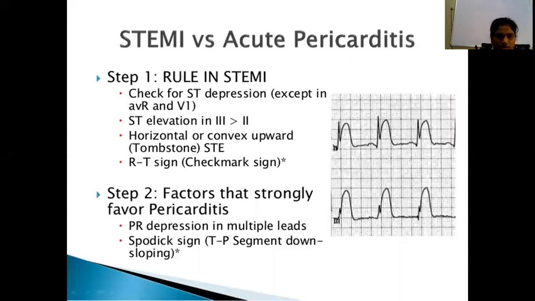So here, check for any T wave depressions, right, or ST segment elevation. See here, more in lead 3 when compared to lead 2, and this is a convex type of upward ST segment elevation, and the check mark sign. The factors strongly favoring pericarditis are PR depressions in multiple leads, and the Spodick sign, TP segment downward sloping is seen.